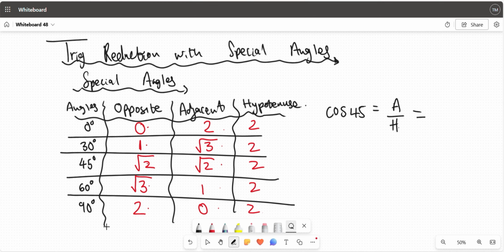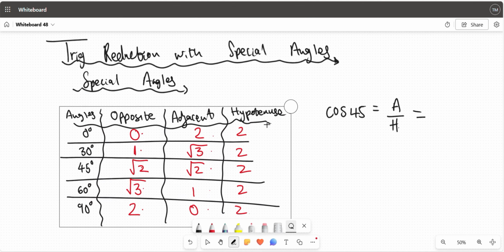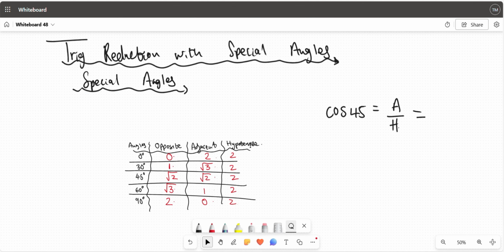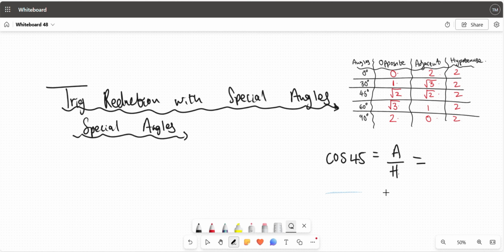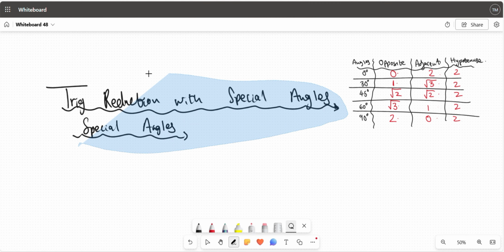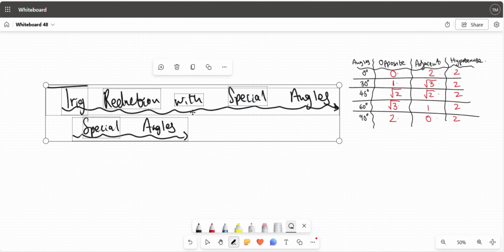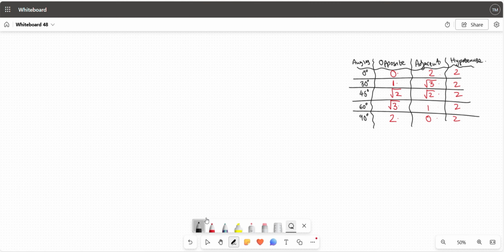Now we want to apply what we've learned onto actually reducing special angles. Let's see how all of that comes into play. Let me just move this somewhere up here. Don't need this anymore. I'm just going to remove this heading as well. All right, let's try a question.